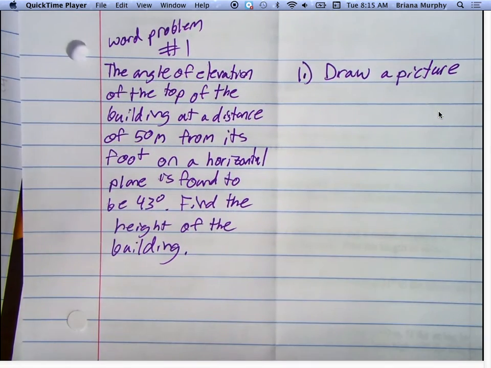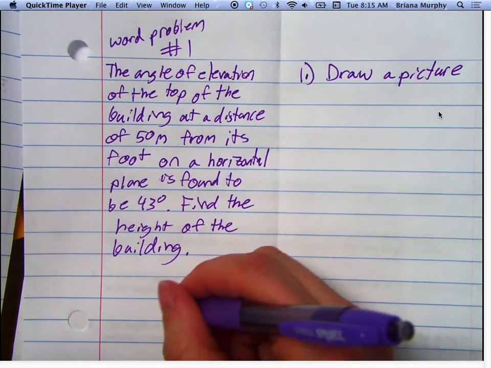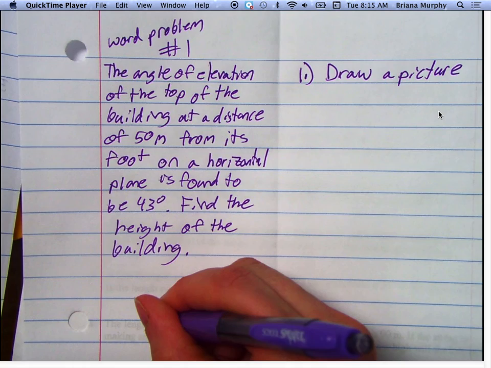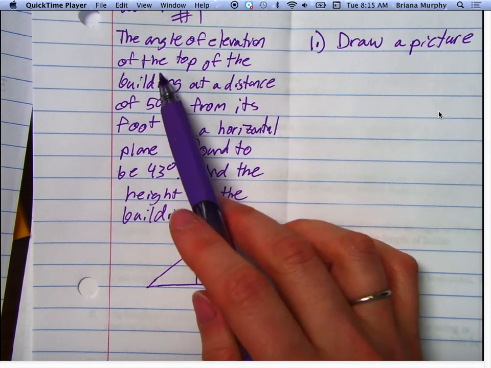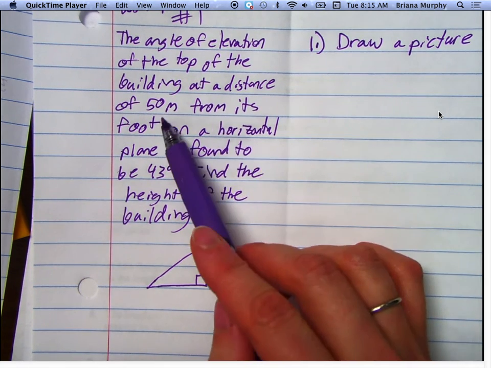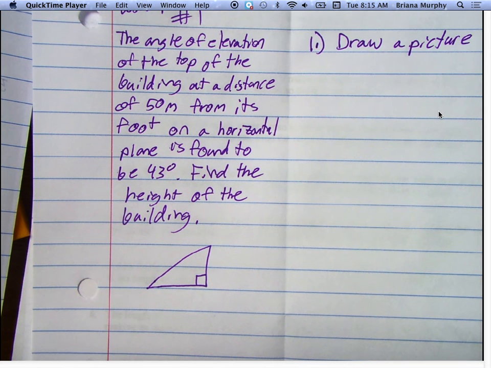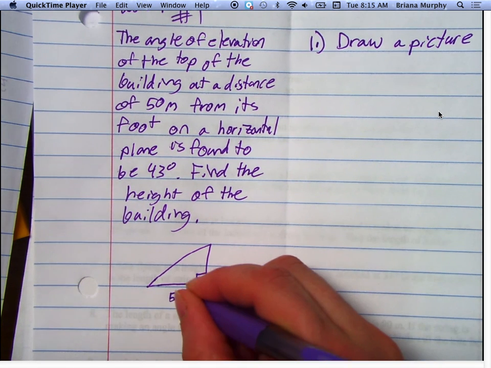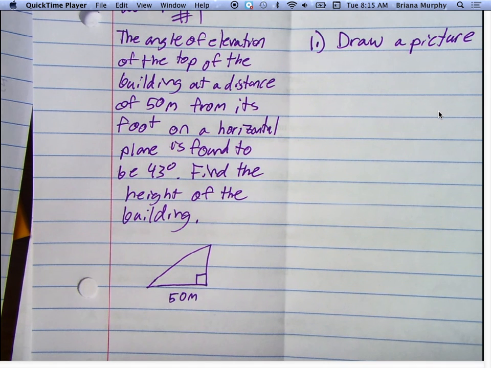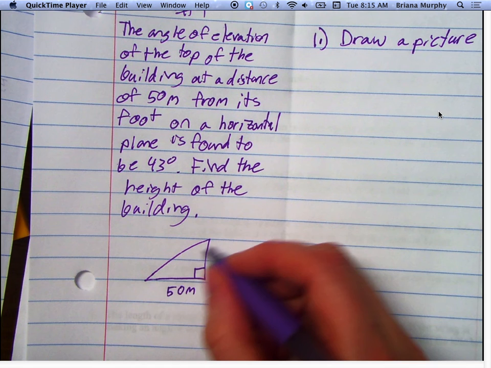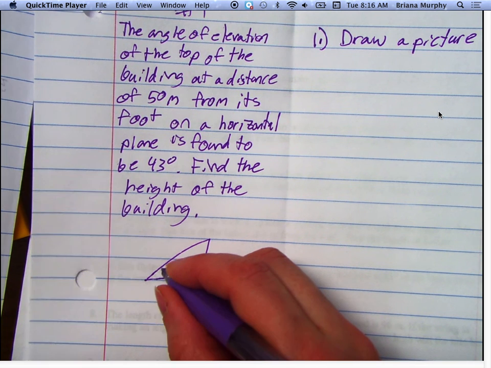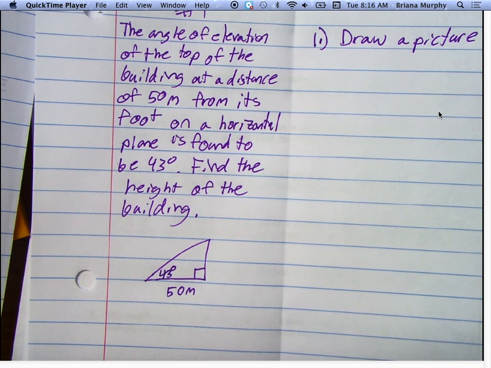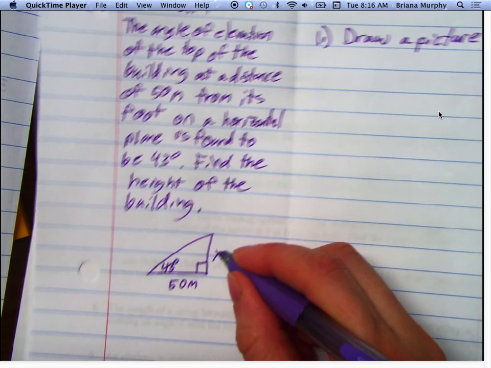What's nice about all of these is you know they're going to be a right triangle, right? So we've got a triangle. And where am I going to place stuff? I know it's a right triangle. The angle of elevation of the top of the building is at a distance of 50 meters from its foot. So where does the 50 meters go? Bottom. And where does the 43 degrees go? Inside the bottom or inside at the top? At the bottom, right? Because it tells us we're at the foot of the building, looking up. And what am I trying to find? Yeah. X. Okay, so I drew a picture.